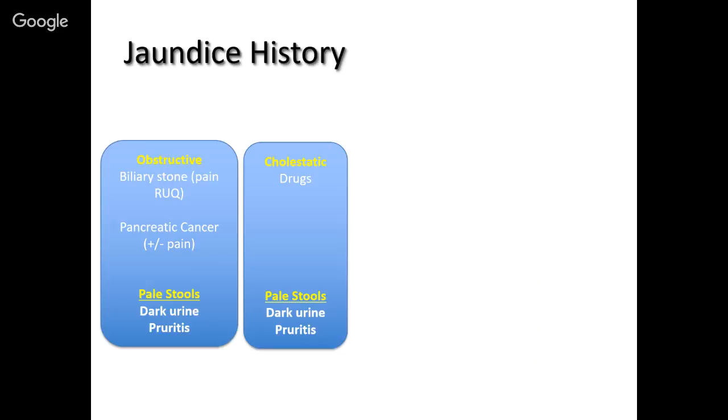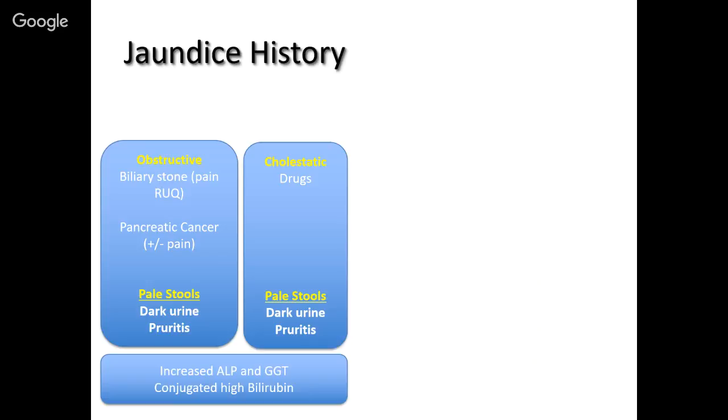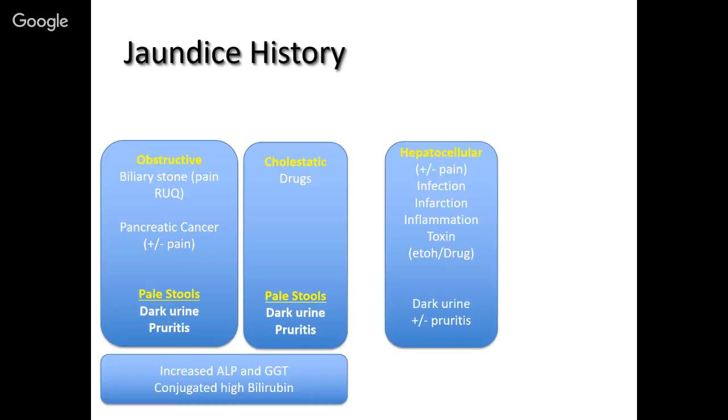Okay, just with jaundice history, I'm just going to remind you of this core learning: obstructive and cholestatic causes will have pale stools, and they will have increased ALP and gamma GT, and conjugated bilirubin will be high. If it's a hepatocellular problem, you might have dark urine and itch, but you will tend not to have the pale stools. And you'll have an increased ALT and AST, and you might have a mixed bilirubin picture there.